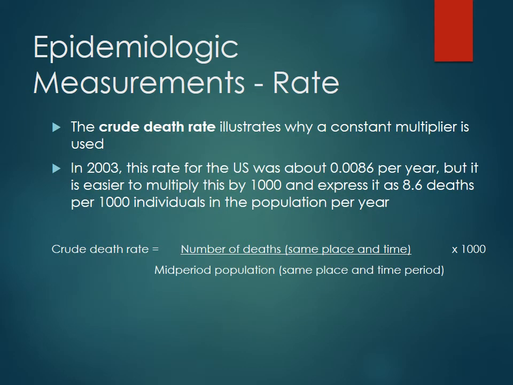So we'll look at crude death rate, and this is why the constant multiplier is going to be useful here. In 2003, the rate for the U.S. was about 0.0086 per year, but by multiplying it by 1,000, we were able to express it as 8.6 deaths per 1,000 individuals in the population per year. It's a little bit easier to talk about, people can make better heads and tails of 8.6 deaths, even though it's still a fraction, rather than saying 0.0086. Most people can't mentally make that jump to say what that really means in a true population. But if I said I have 1,000 individuals and I know that 8.6 of them will die within a given year, that gives me a better idea of the actual implications of that.